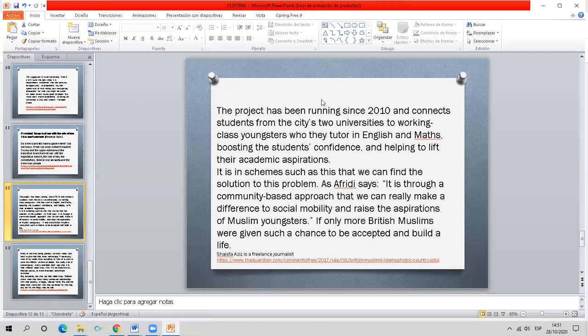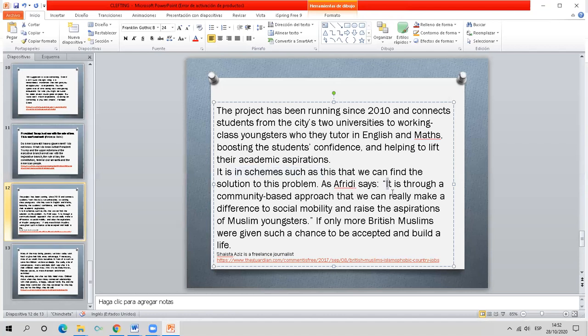Yes, of course. It is in schemes such as these that we can find the solution to this problem. We have in the focus, okay, a prepositional phrase, "in schemes such as these", which in the unmarked version would be an adjunct. We can find the solution to this problem in schemes such as these. And there is another example, which is sort of similar.